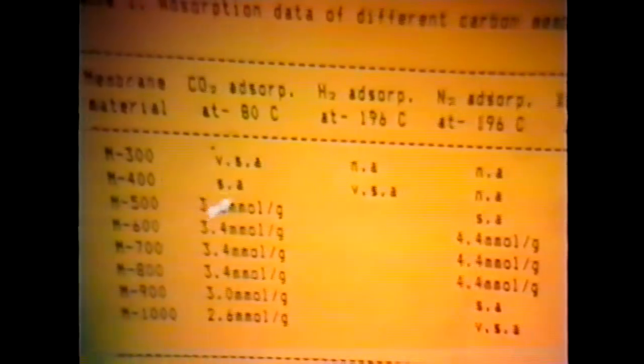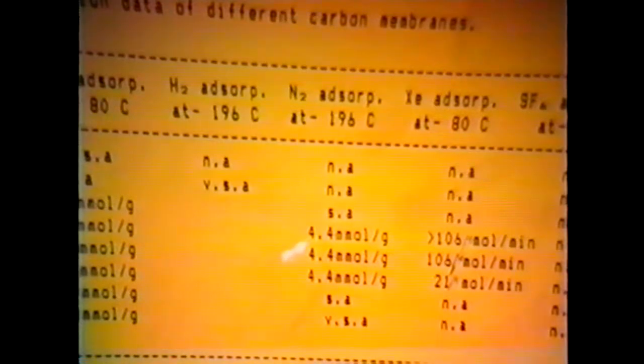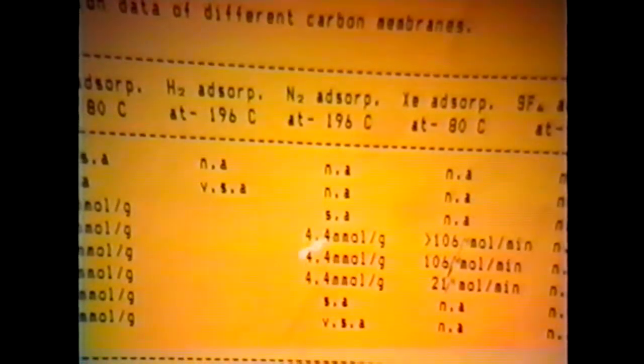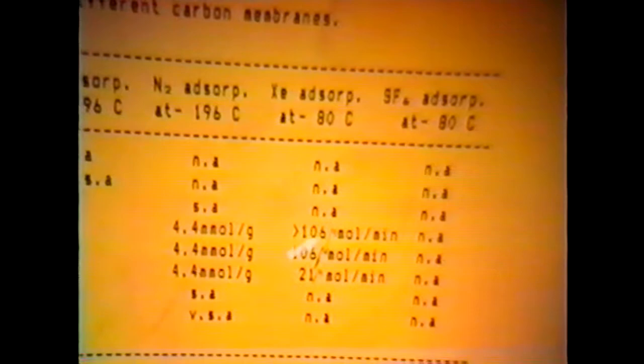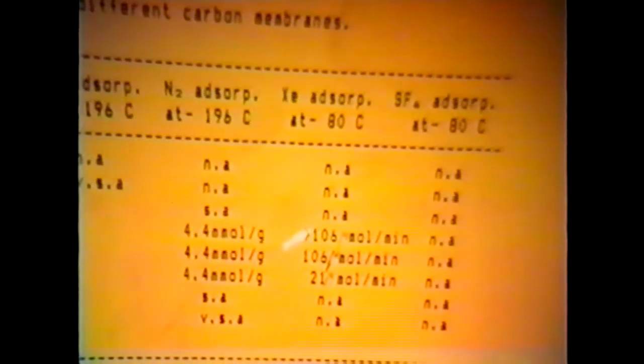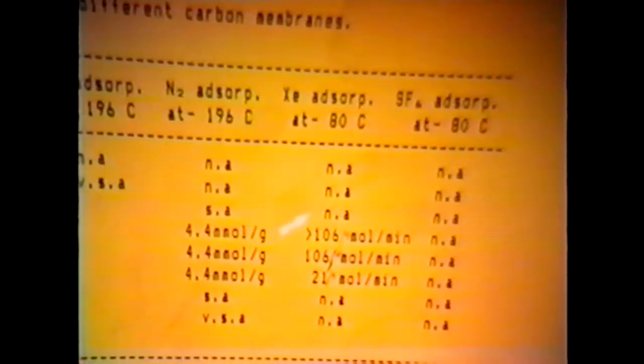And as we open it, we can see the nitrogen start to adsorb, and there is a full isotherm here, but xenon is hardly adsorbing. And to show the difference, I gave kinetic measurements. So with the M16 membrane, it's the most open one, it gives much more than 106 micromole per minute.